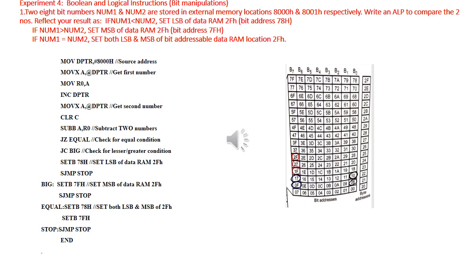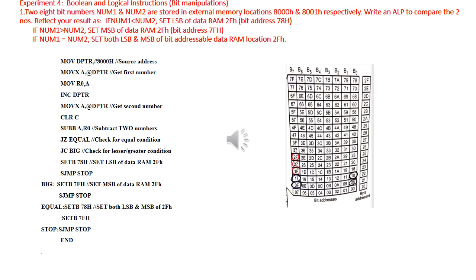Next is SUBB A, R0. In the register A, we have the data which is available at memory location 8001H. In the register R0, we have the data which is available at memory location 8000H. You are going to subtract the data available at 8000H from the data available at 8001H.